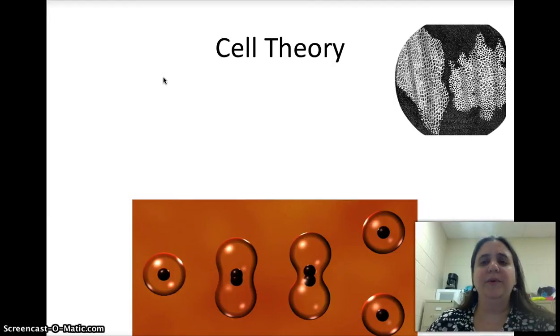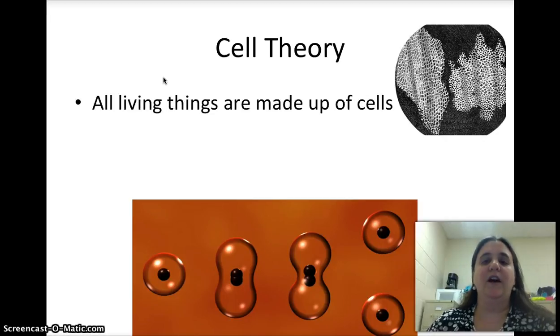The cell theory is an important part of biology because it tells us all of the things that we need to know to unify all of living things. And one of those things is that all living things are made up of cells. So whether that's an animal, a plant, a fungus, or a single-celled bacteria, every living thing has at least one cell to be considered alive.